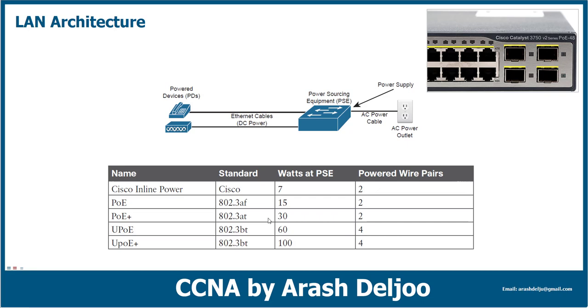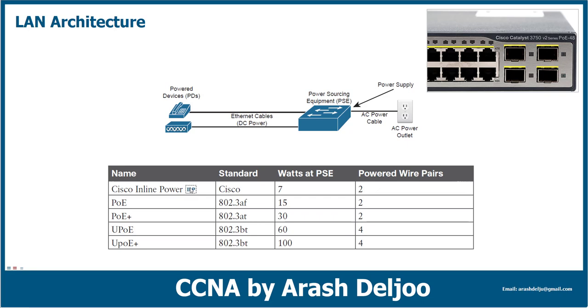You know that Cisco first created the concept of applying power over Ethernet cables, and the name of the technology around the year 2000 was Cisco Inline Power, or ILP. After some years, the IEEE introduced the standard IEEE 802.3af, and the name of this standard is PoE. You can say Power over Ethernet or IEEE 802.3af.